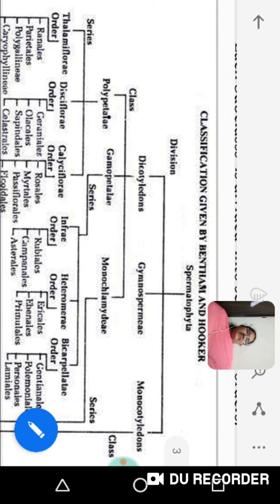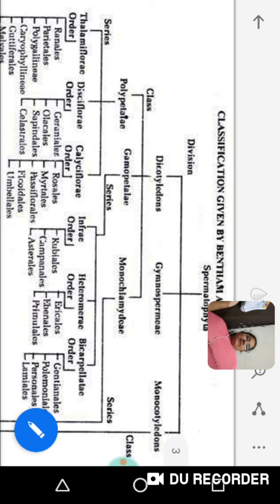So here the division Spermatophyta is at the top position, and that Spermatophyta is divided into 3 classes, namely class Dicotyledons, class Gymnosperms, and class Monocotyledons. And we will see one by one the few characters based on which the scientists tried to group plants under this particular taxon.